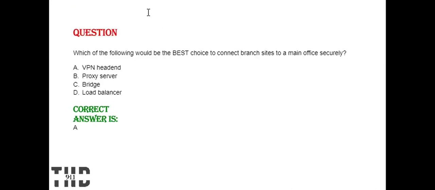Which of the following would be the best choice to connect branch sites to the main office securely? Option A, VPN head end. Option B, proxy server. Option C, bridge. Option D, load balancer. The correct answer is option A.